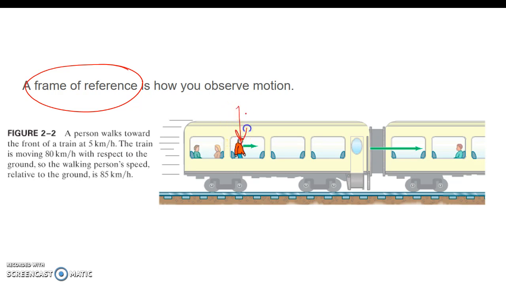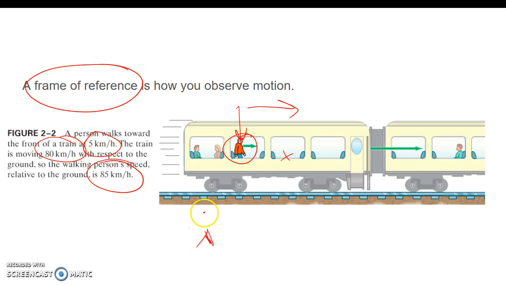This person on a train is walking 5 kilometers per hour this way. The train's moving 80 kilometers per hour with respect to the ground. So, the person's walking speed with respect to the ground is additive, 85 kilometers per hour. So it's how it's observed, because people on the train observe him walking only 5 kilometers per hour.